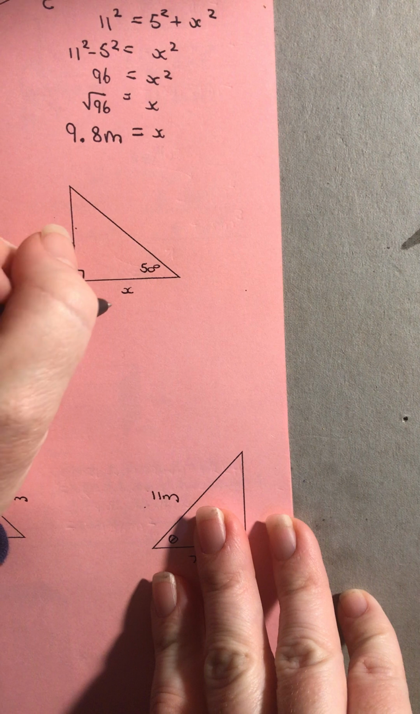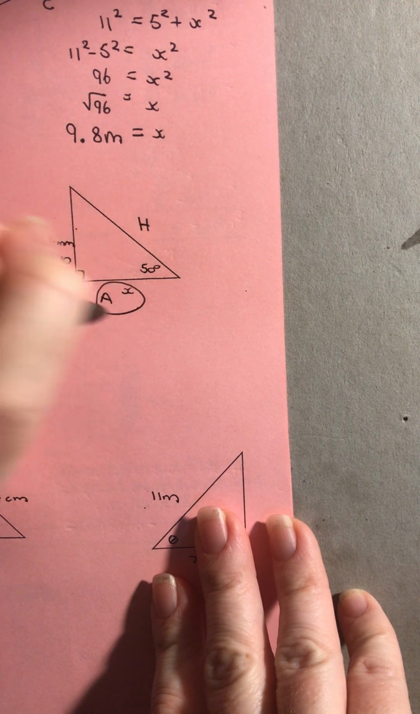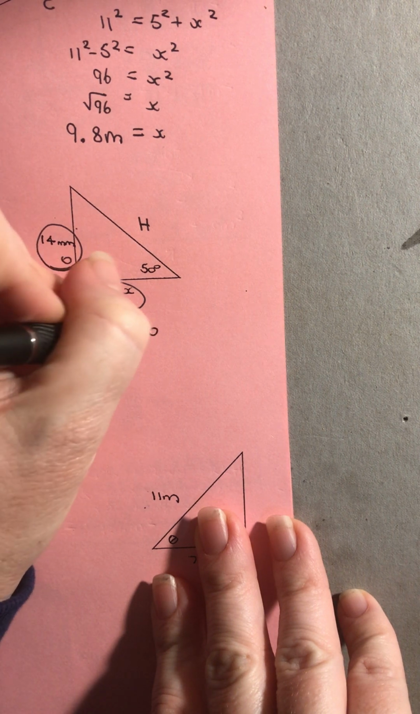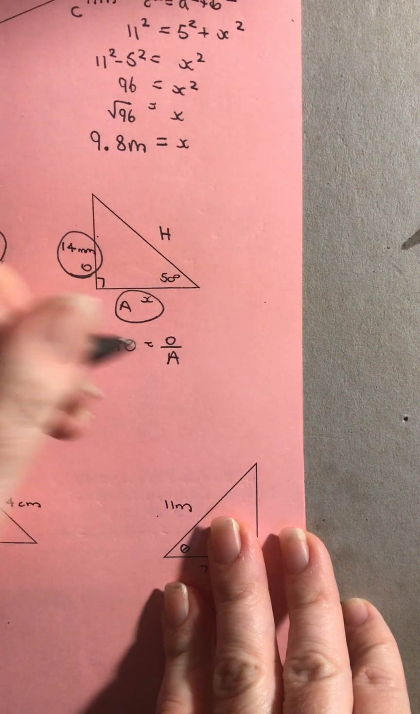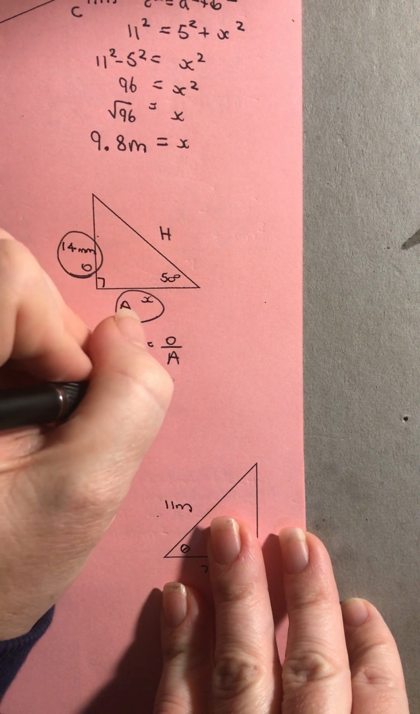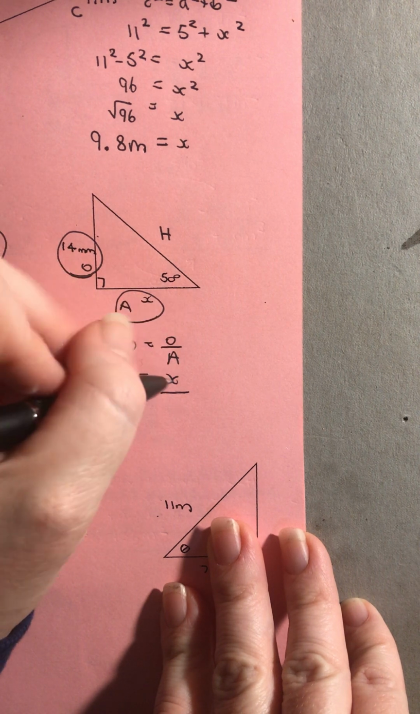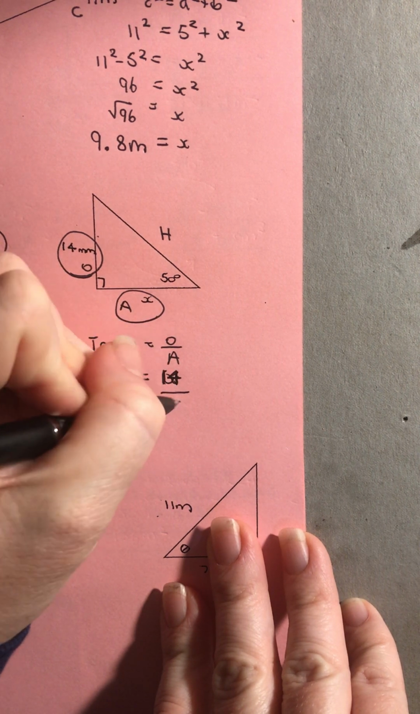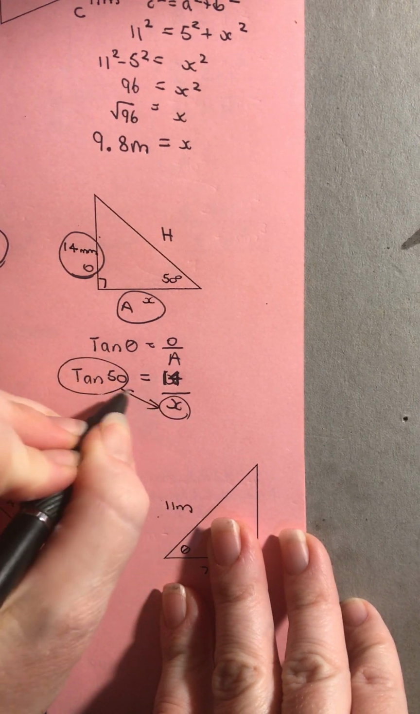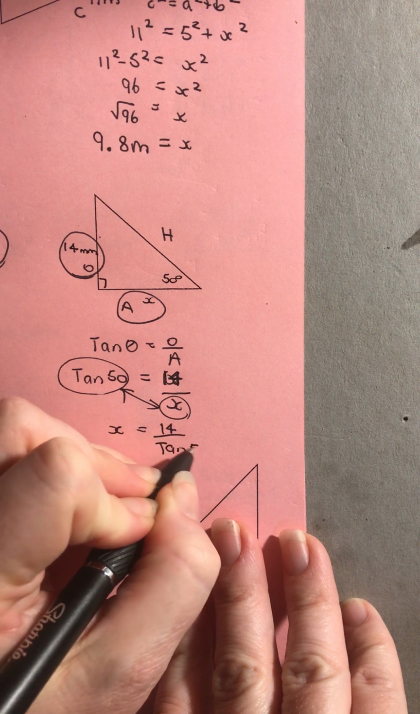Now over here, I'm going to label my triangle again, AOH. Circle what I've got, and I've got tan this time. So tan theta equals opposite over adjacent. Then I'm going to put in my tan of 50 is equal to x over, opposite over adjacent, so that's 14 over x. Now my x is on the bottom, so that means I'm going to make these two switch places. So I'll get x is equal to 14 on tan 50.